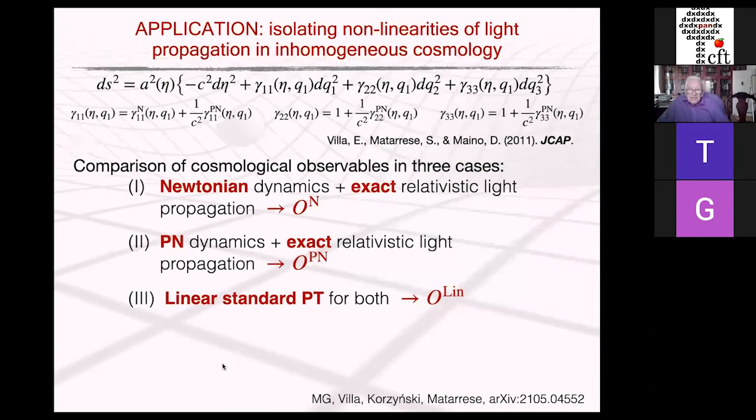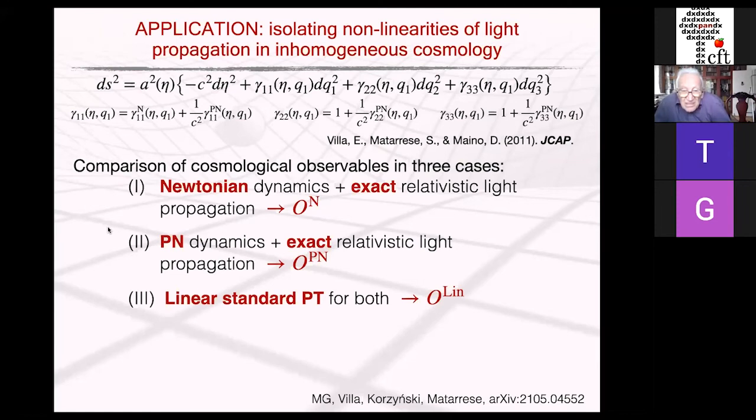We use the form of the plane parallel metric as presented in this article by Villa, Matarrese, and Maino in 2011, in which the metric components are already given in post-Newtonian expansion, and also written explicitly in terms of cosmological parameters. So given this form, this metric is ready to be used as analytic input to the BiGONLight package.